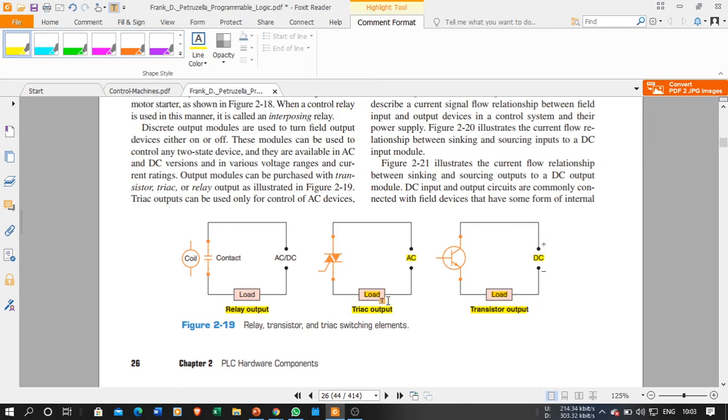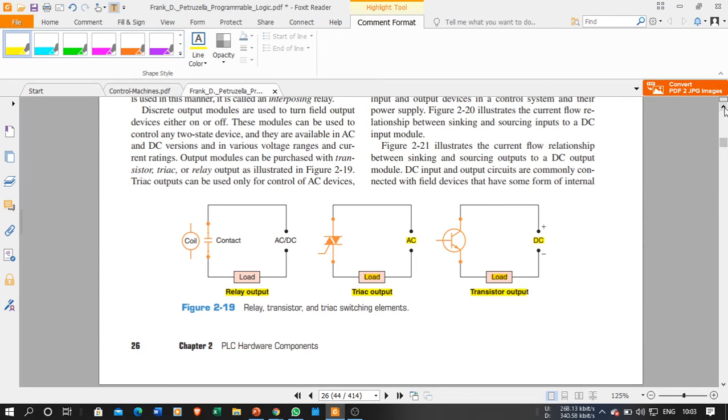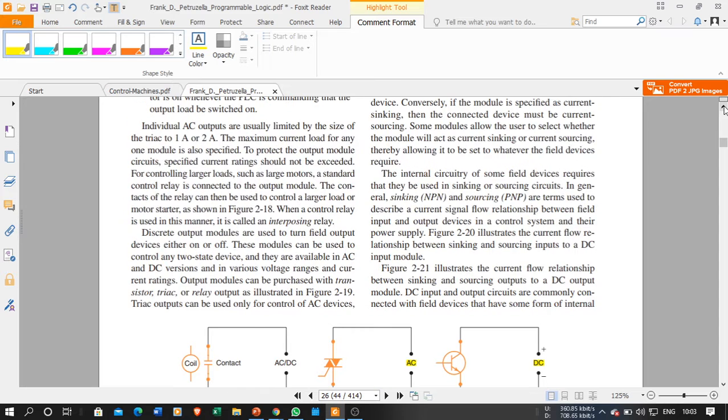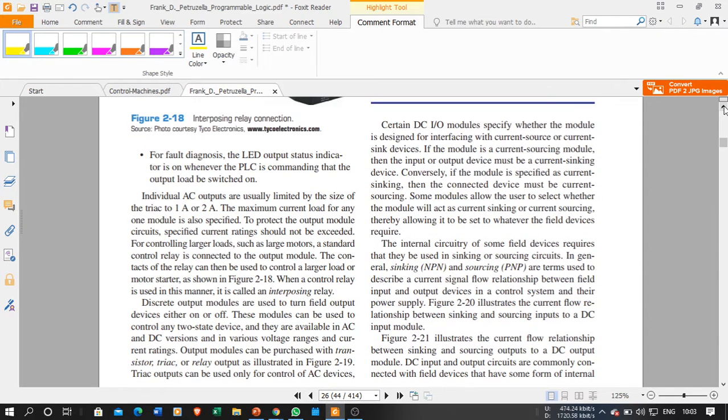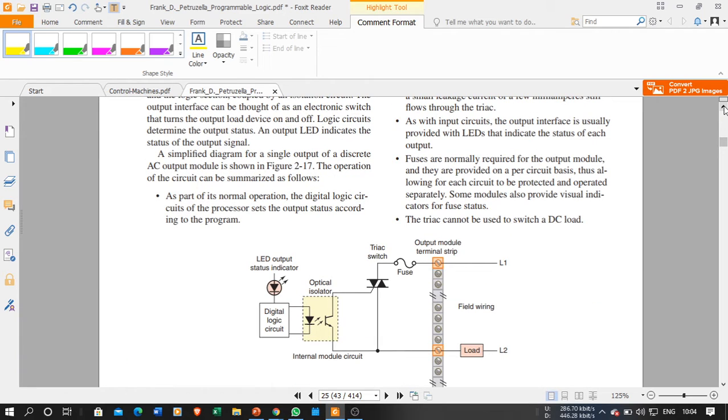If you have selected the PLC with the triac output module, then you can control only AC devices. And if you have selected the PLC with the transistor output module, you can connect only DC loads or DC devices to this one. Okay, so now we are going to consider one of the most important things over here, and this is very important. We have two types of connection. Last time we have discussed about this interposing relay also. So what is the interposing relay and all these things, that we are going to discuss over here.